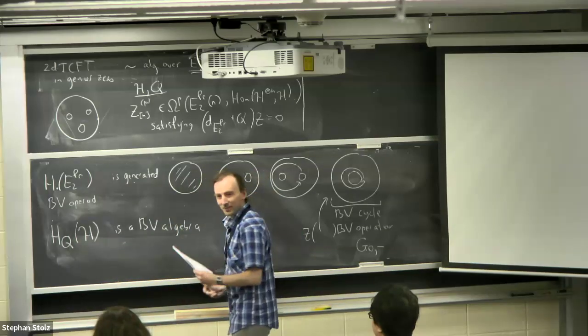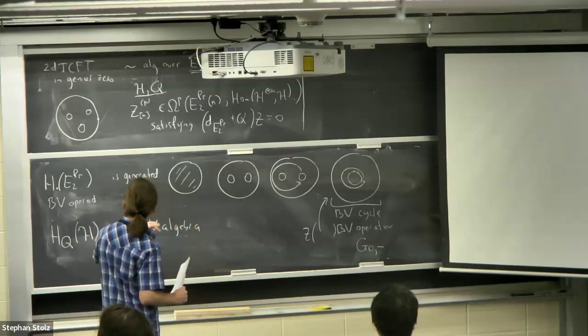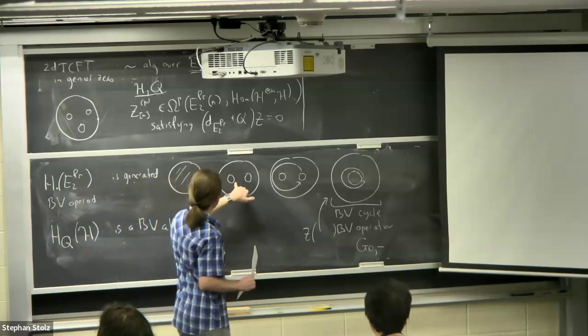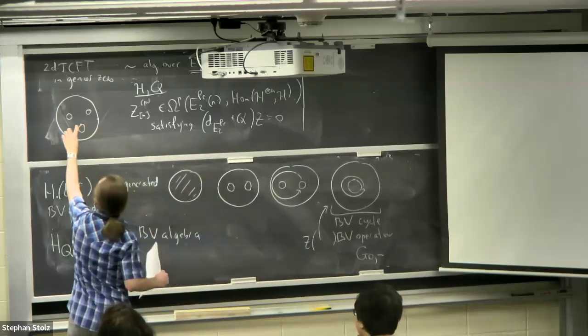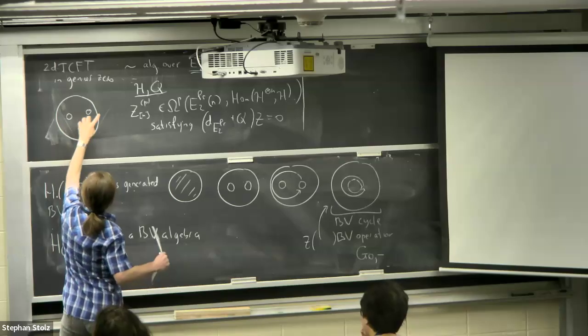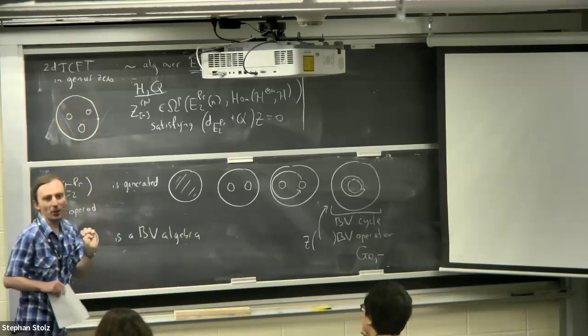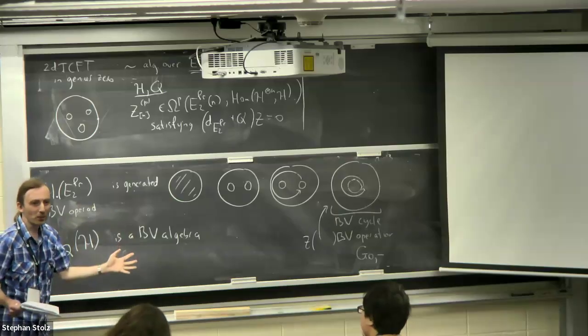Could you explain what H is, the curly H? Yes. So the idea is that I'm putting some kind of state sitting in H on each circle, and I'm reading off the state in the space of states for the outer circle. So that's one way to think about it.